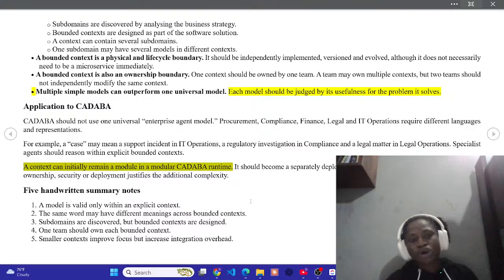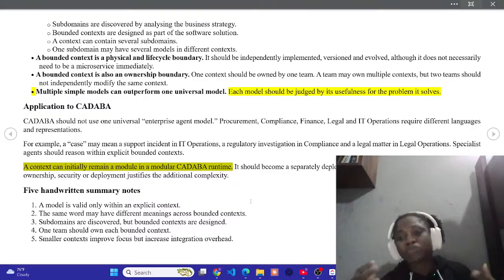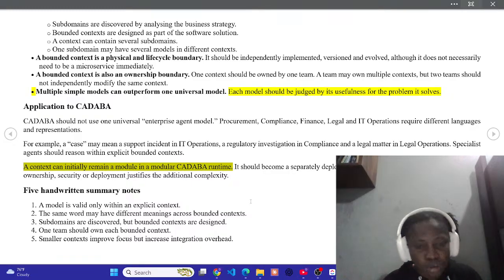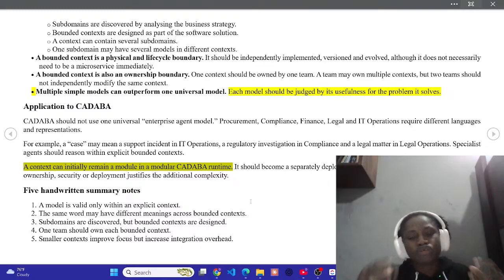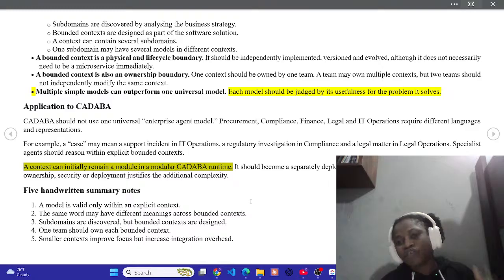Okay, so applying this to agentic system design. You can see this line: CADABA should not use one universal enterprise agent model. CADABA should not use the same collection of agents for procurement in compliance. The same collection of agents for compliance cannot be used in finance. The same collection of agents used in finance cannot be used in the legal department. The same collection of agents used in the legal department cannot be used in IT operations. So you should make sure you design bounded agents for each domain.